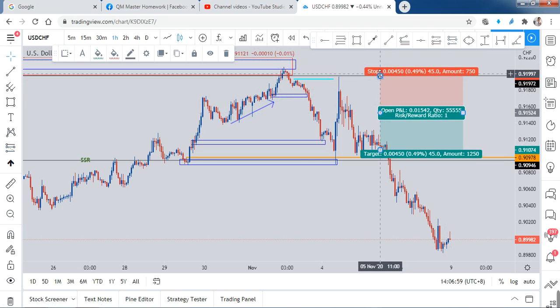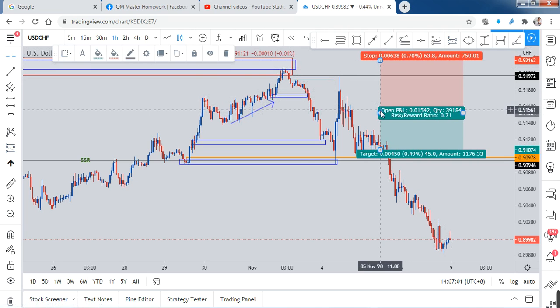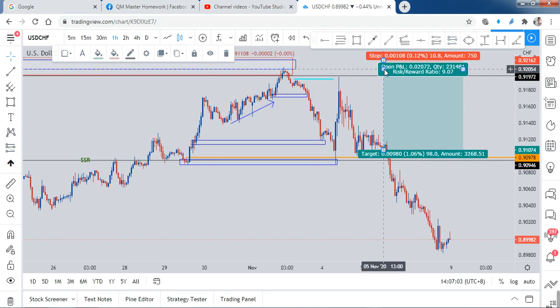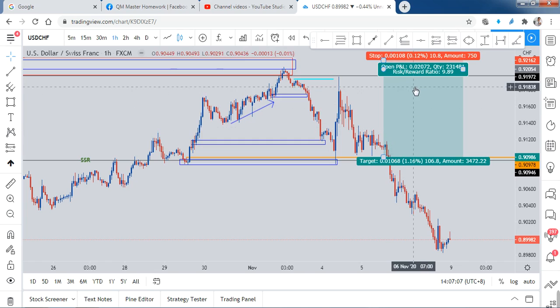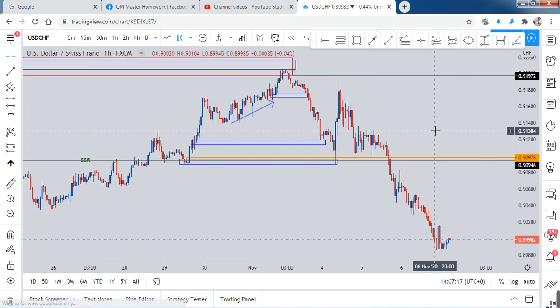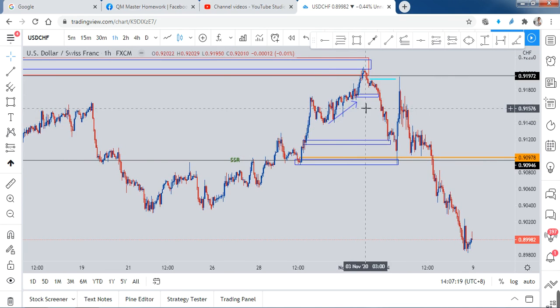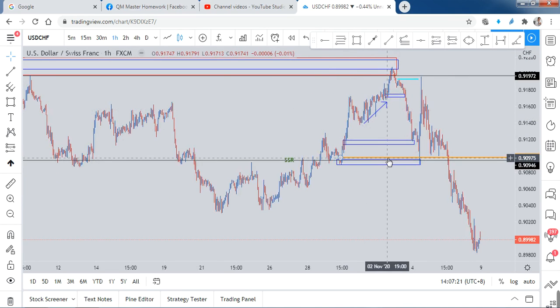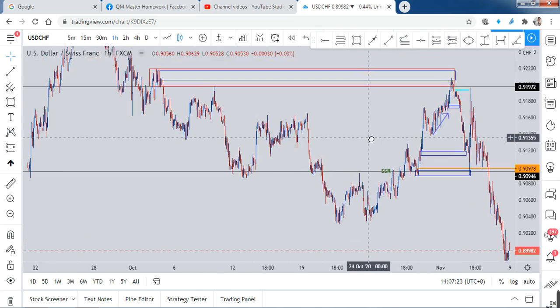I believe that time I had around 1 to 8 or 1 to 9 risk reward, which is quite comfortable for me. It's not that much, around 1 to 9. My normal trade. So that's all. Hopefully you enjoyed and understood why I did this trade and how I got my take profit.